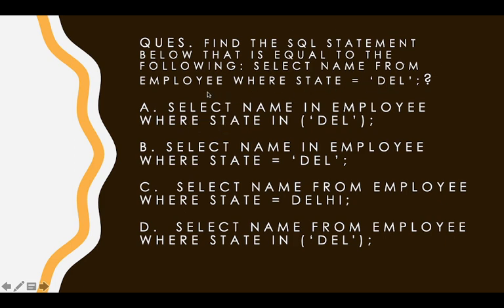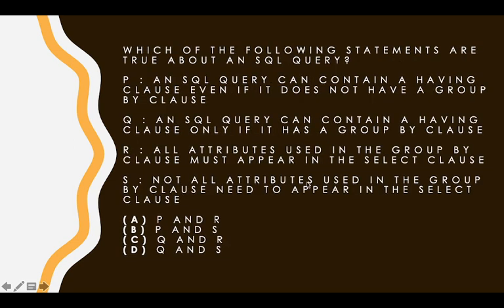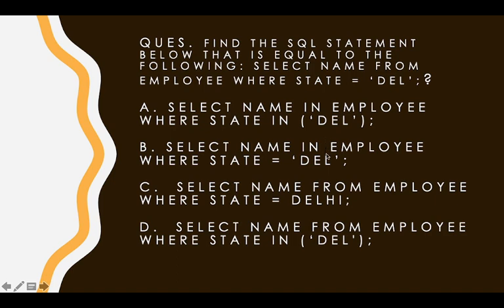So we have our option number 1: select name in employee where state in DEL. This particular query wouldn't be correct, as you can guess, because you won't say select name in employee. This should be from employee. So you can directly reject this option. Moving ahead to our second option, select name in employee where state is equal to. Here again you won't write in; you need to mention the from clause here.